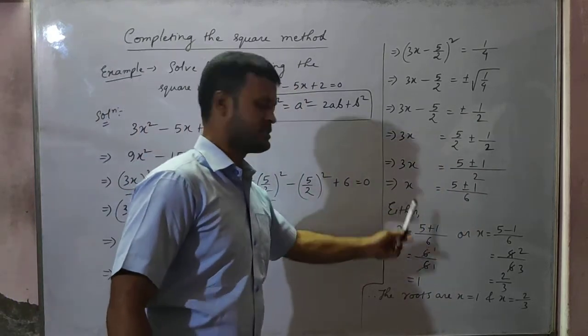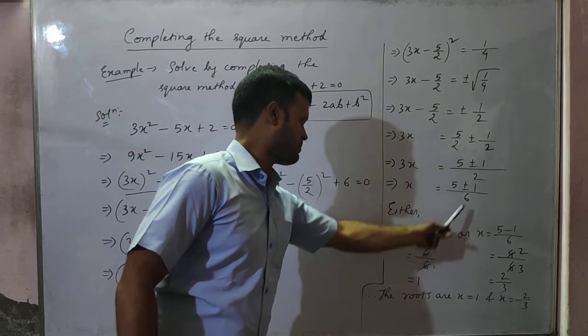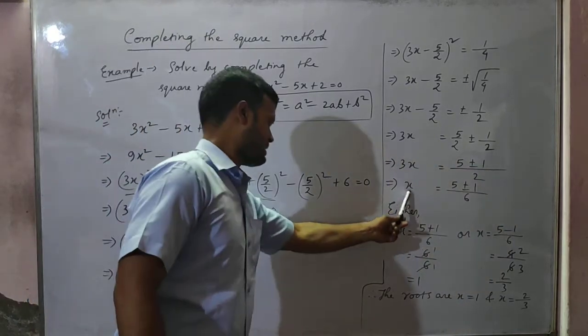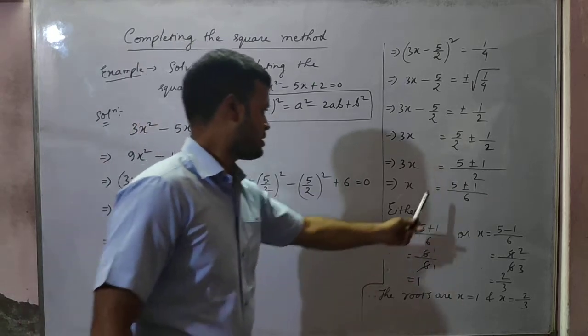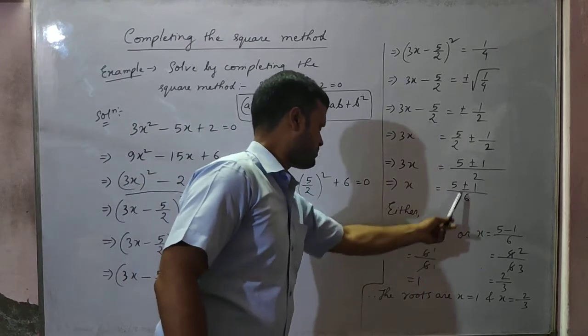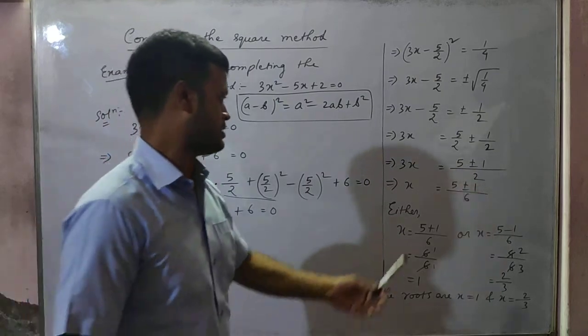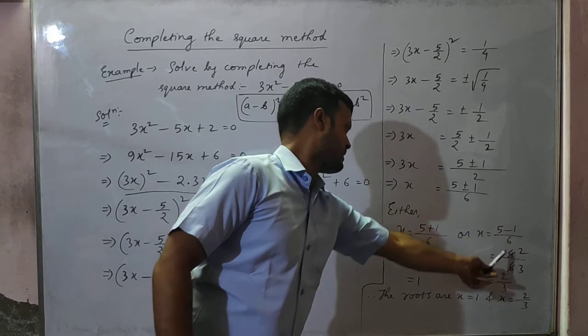So either x is equal to, once I will take plus, 5 plus 1 by 6, and then the next time I will take minus. So x is equal to 5 plus 1 by 6 or x is equal to 5 minus 1 by 6.